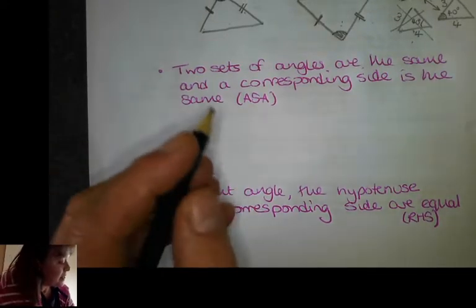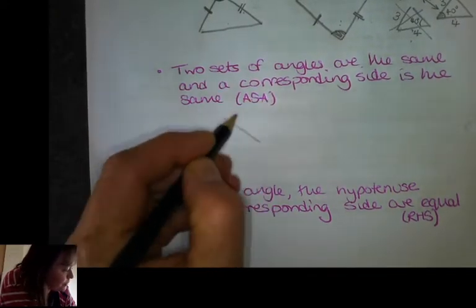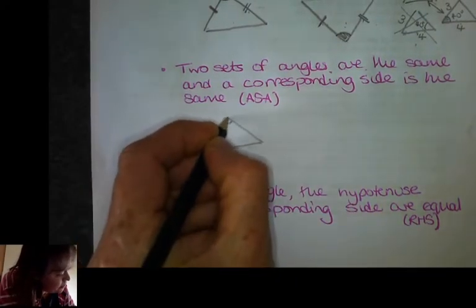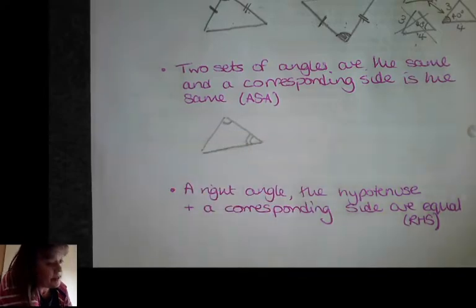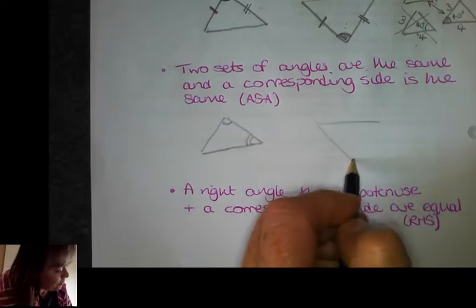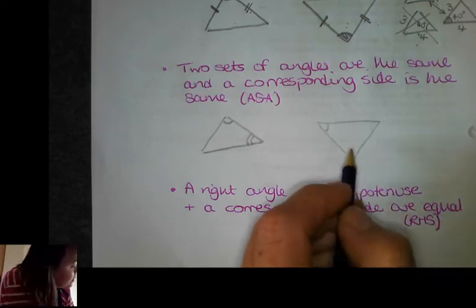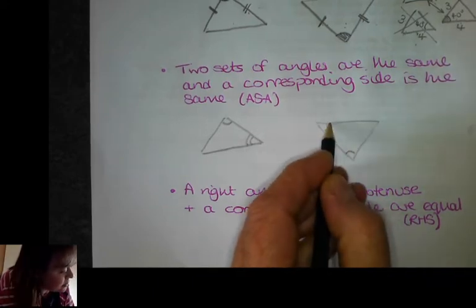So what else might they do? Well, they might give me 2 angles and a side. So they might tell me this angle, and then they might tell me this angle. And then in my other triangle, they might tell me this angle. Let's do it that way around.